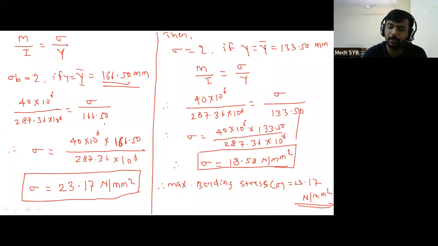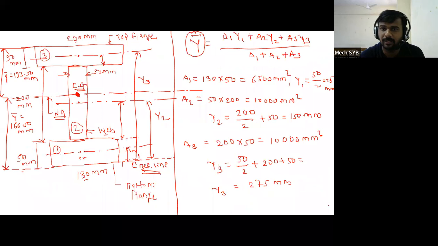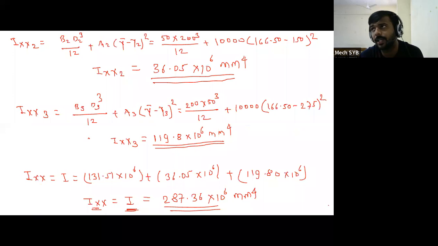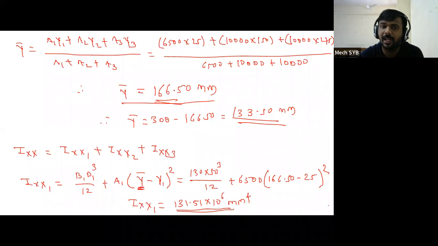If your y bar is wrong, तुमचा जर y bar चुकला तर तुमचे सगळे I axis चुकणार आहे. तुमचा I axis 1, I axis 2, I axis 3 चुकला तर तुमचा मोमेंट ऑफ इनर्शिया चुकणार आहे. आणि तुमचा y bar चुकला, your all calculation will be wrong. So the first important calculations are y bar and moment of inertia. So do those calculations twice.